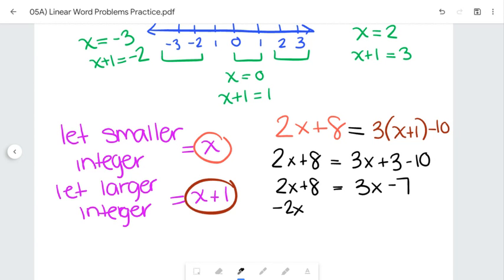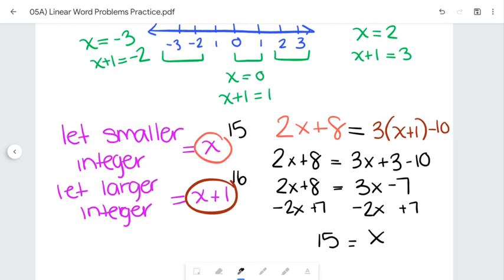I subtract 2x from both sides to get x. I add 7 to both sides to get 15. So my smaller integer is 15, and my larger integer is 16. And that should check out because 15 and 16 are consecutive. They follow each other in the number line.